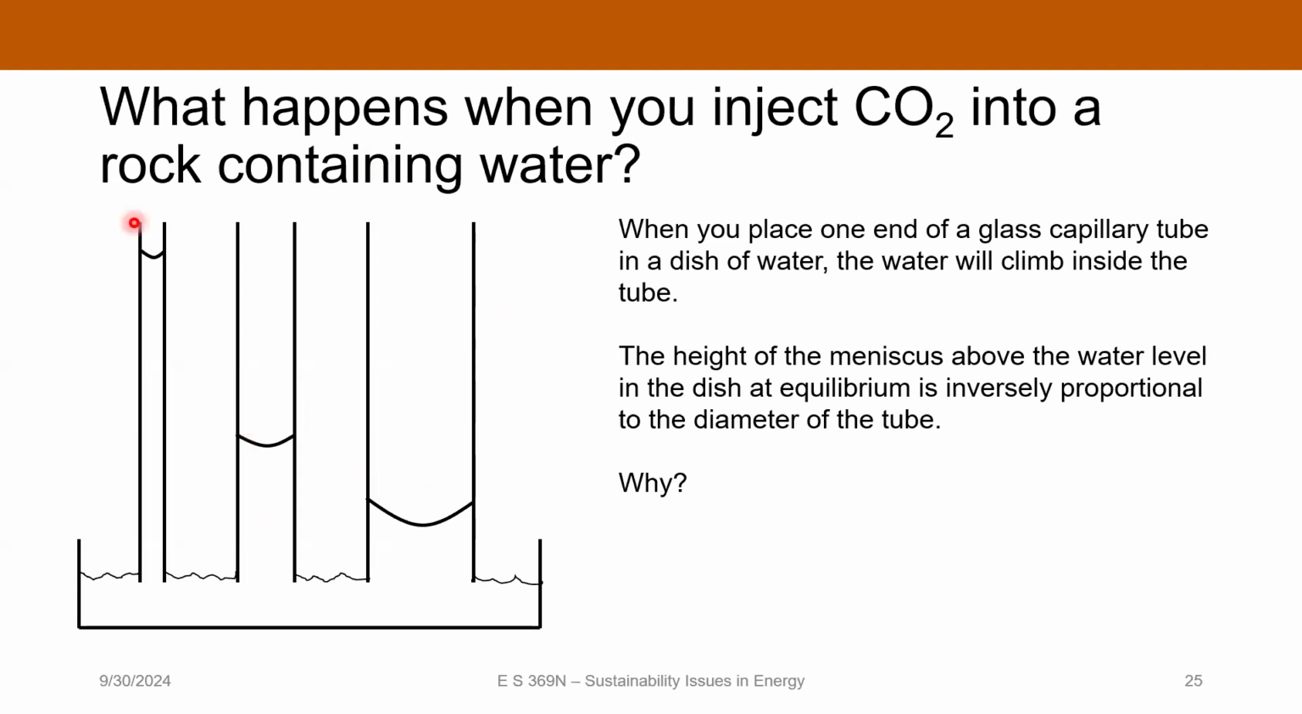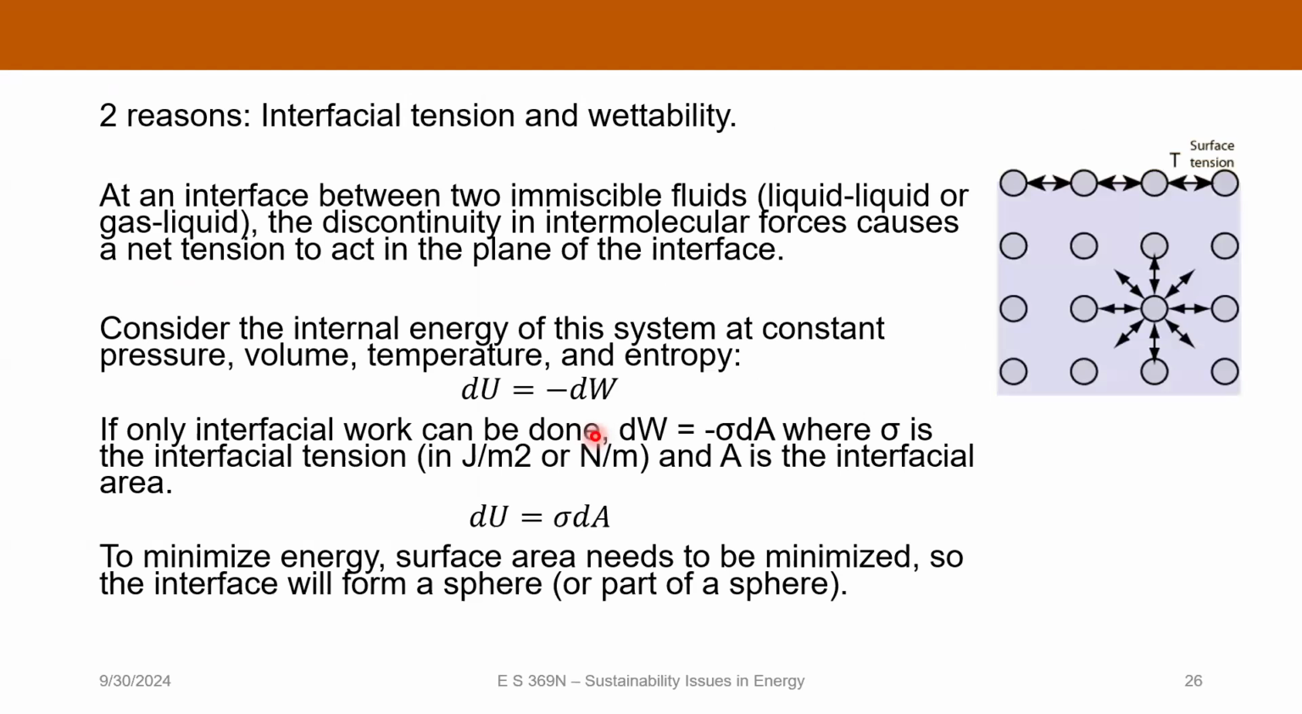So, we've all seen the capillary rise experiment, where if you put a glass tube into a dish of water, the water will climb up the inside of the tube to some equilibrium height that is inversely proportional to the diameter of the tube. And this happens because of these two properties called interfacial tension and wettability.